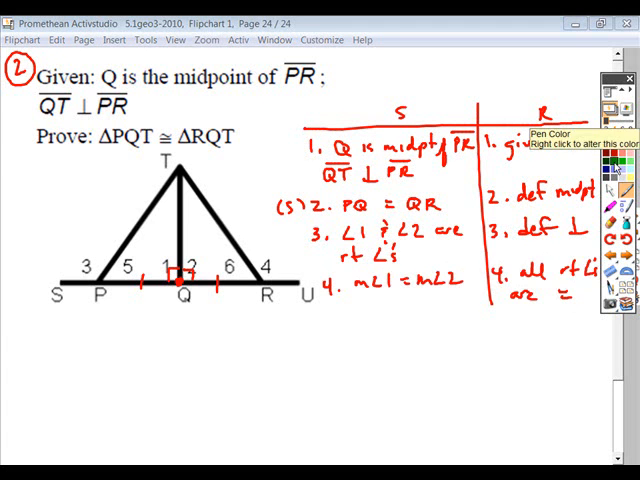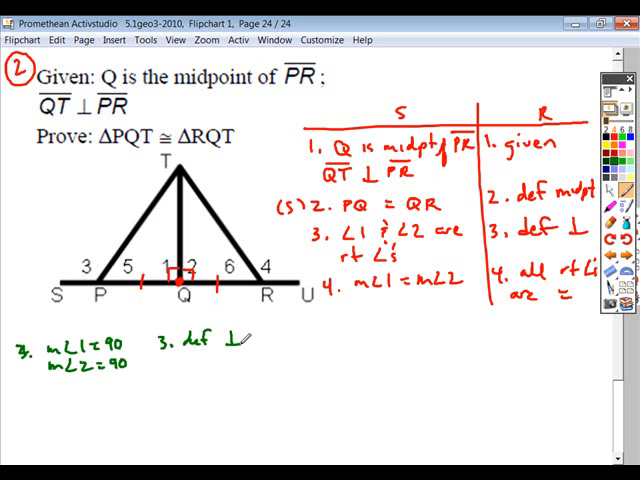Now, over here I'm going to write the other possibility. Steps 3 and 4 could have also been written as the following. You could have said that measure of angle 1 equals 90 and the measure of angle 2 equals 90. And that could be justified also by definition of perpendicular. Perpendicular means that the angles are either 90 degrees or they're right angles. You can interpret it either way. If you chose to use this as a statement in your proof, that the angles are each equal to 90 degrees, then your statement 4 would still be angle 1 and angle 2 are equal to each other.